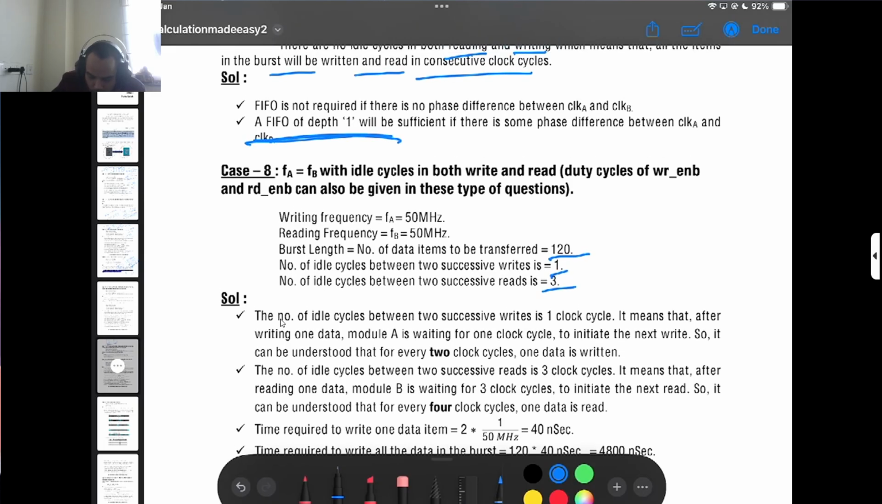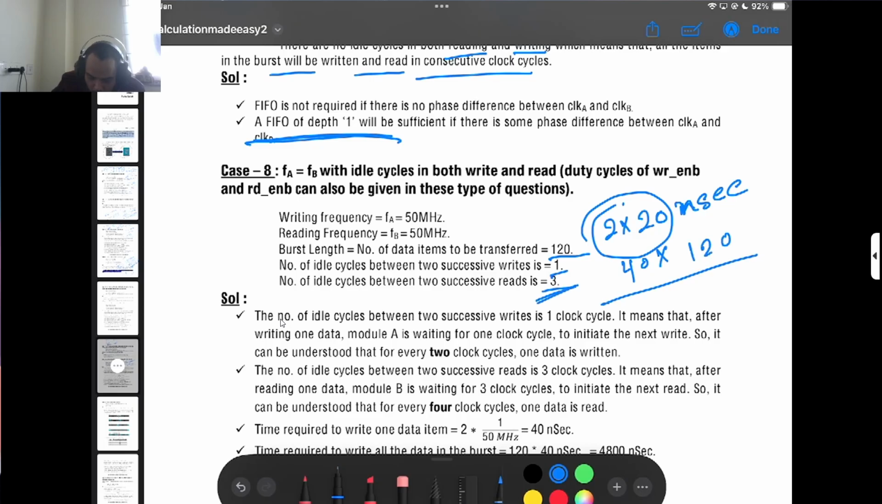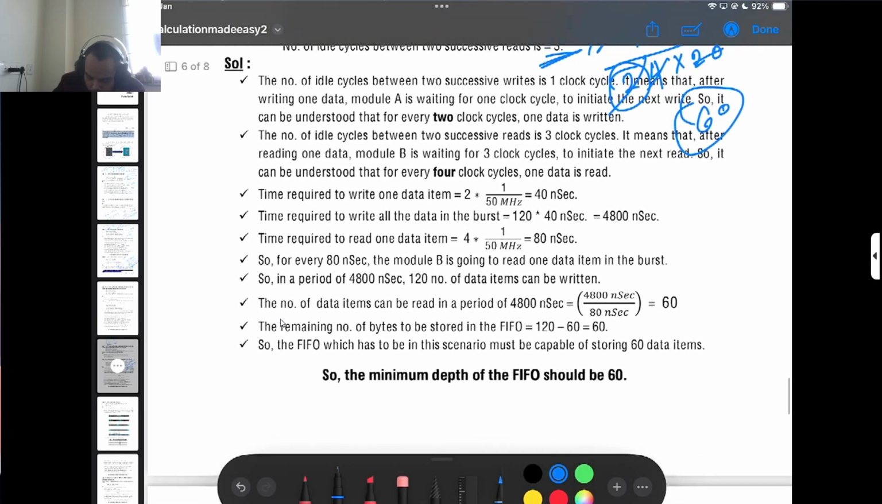Let's see. Here 50 megahertz means 20 nanoseconds, and the successive write is 2. So 2 for sending one data is 2. So 40 into 120 by 3, so 3 plus 4 into 20. So 20 to 2 to 60. So FIFO depth is 60. FIFO depth is 60. Okay.